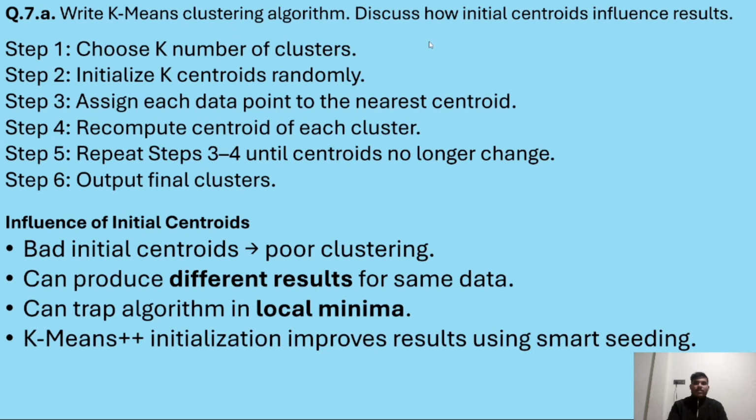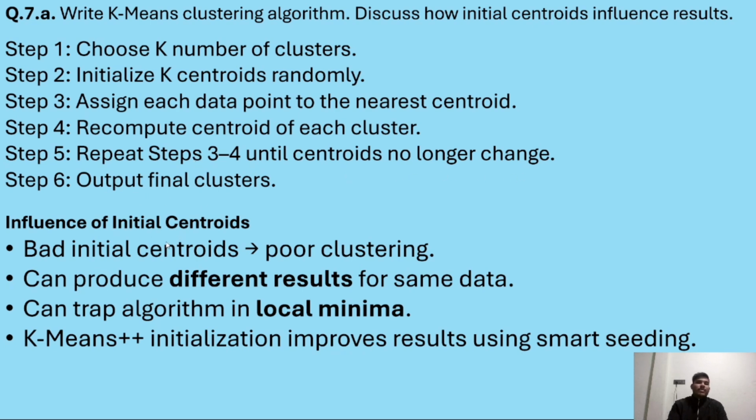Next, the K means clustering algorithm. Discuss how initial centroids influence results. So step 1, choose K, the number of clusters. Step 2, initialize K centroids randomly. Step 3, assign each data point to the nearest centroid. Step 4, recompute the centroid of each cluster. Step 5, repeat steps 3 to 4 until the centroids no longer change. And step 6, output the final clusters.